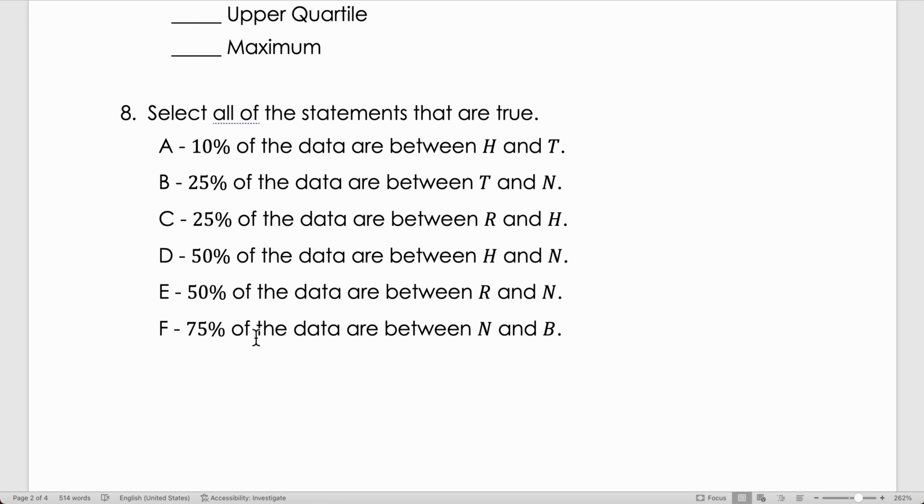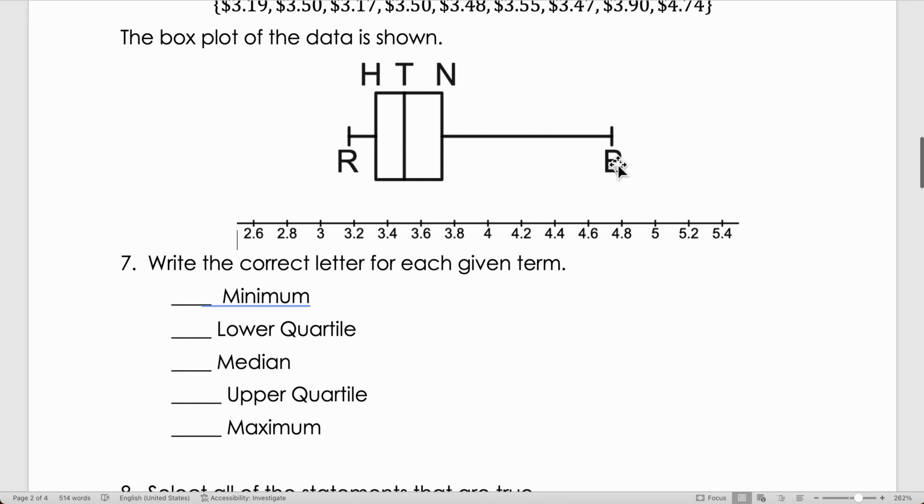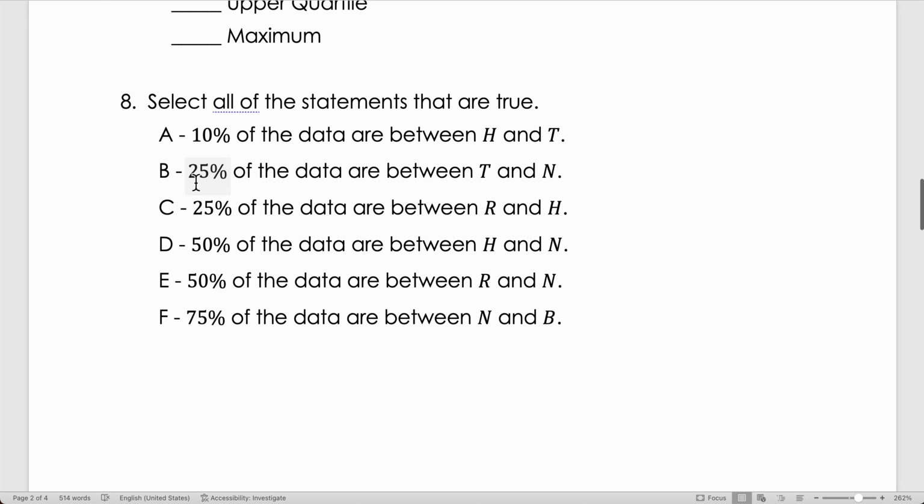Let's check F. 75% of the data are between N and B. Definitely not. It looks like it could be because it's a huge section, but that's only 25% because that's one section. N to B is one section, 25%. So B, C, and D should be the answers. I hope that's clear. Let me know if it's not.